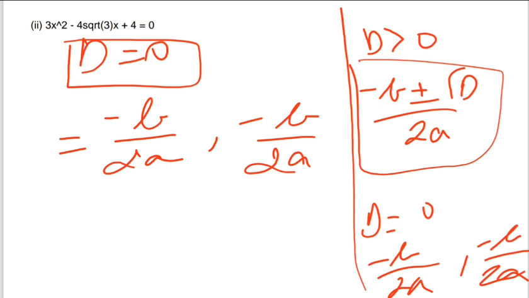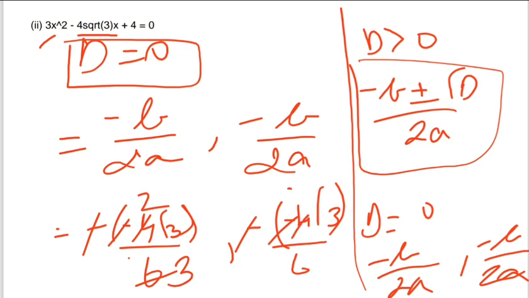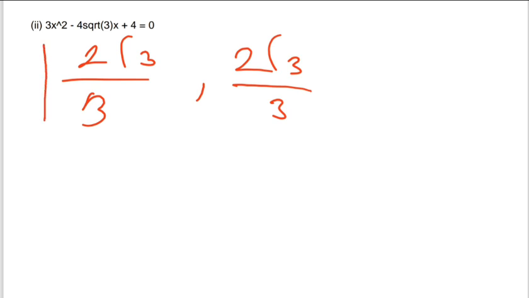Since d is equal to 0, we will be using the formula minus b by 2a, minus b by 2a. Here minus b is minus 4 root 3, so minus of minus 4 root 3 by 2a. Here a is 3, so 2 into 3 is 6. Similarly, minus of minus 4 root 3 by 6, because both the zeros will be equal if d is equal to 0. The 2s cancel. So this is our zeros.